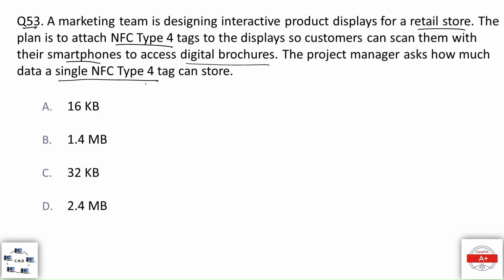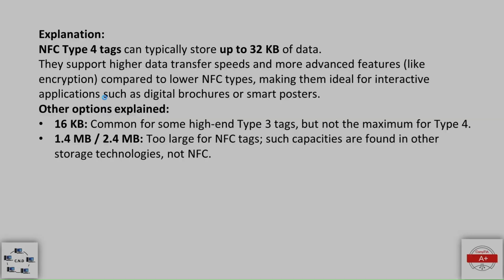The options are option A, 16 KB, option B, 1.4 MB, option C, 32 KB, and option D, 2.4 MB. And the correct option is option C, 32 KB. So NFC type 4 can store 32 KB of data.